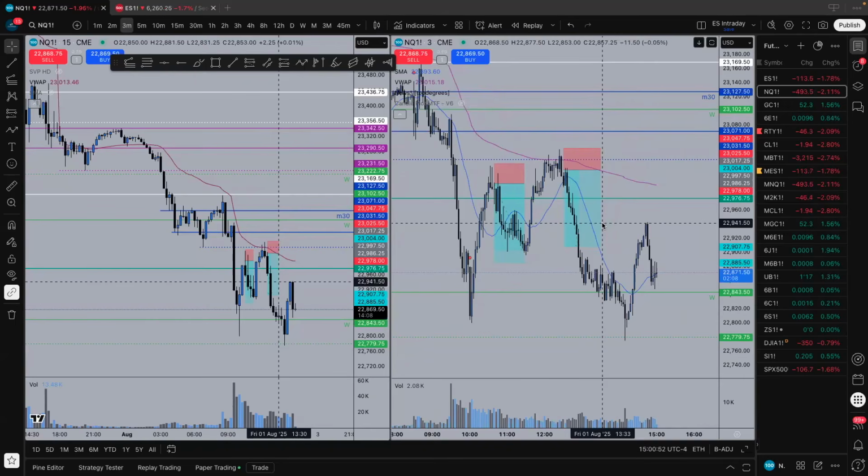As I mentioned in the chat, I wanted to do a little bit more of a full strategy breakdown today because I've made some recent changes to my entries. My overall strategy is still the same, just some changes to my entries.